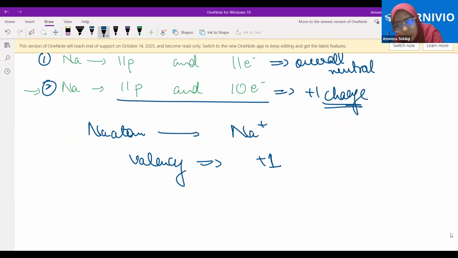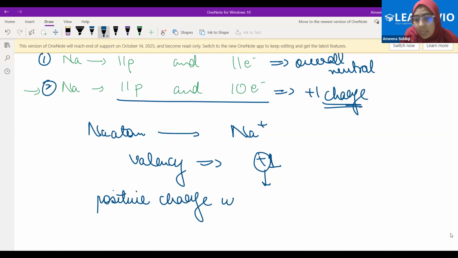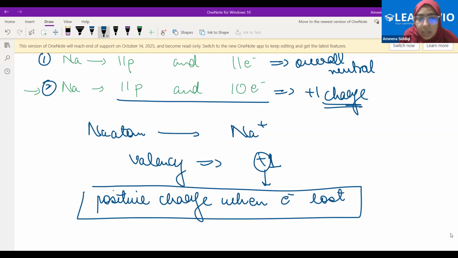And what is plus indicating? Whether an electron is gained or lost. There will be a positive charge whenever electrons are lost. Always note it. Positive charge, electrons lost. That's it. You see here that this indicates one electron has been lost. How do you know it has been lost? Because the charge is positive or negative? It's positive.